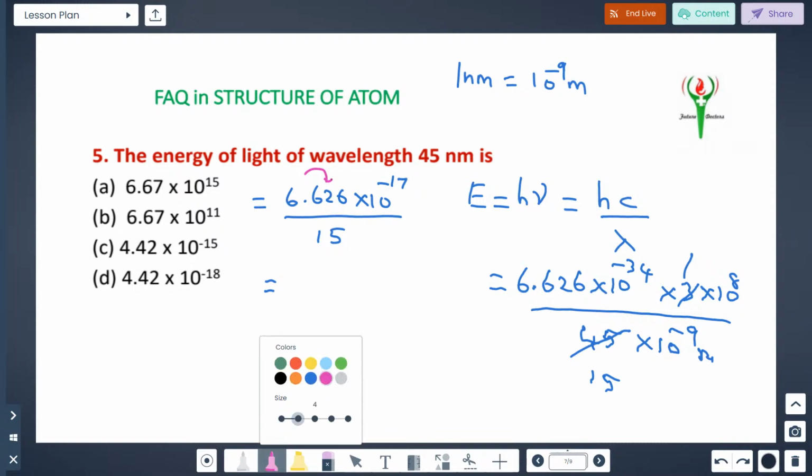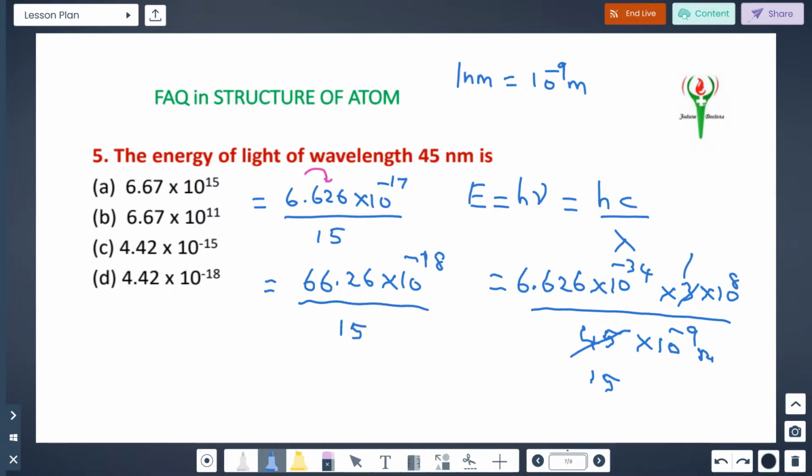Now 66, okay, 0.26. Why I am doing like this: this will be minus 18 divided by 15. Then only we can divide 66 by 15. Approximately it will be 4 point something. Minus 18, here minus 18. Understood? It will be 4.48. Approximately it will be 4.48. 66 divided by 15. So among this, D is the correct option.